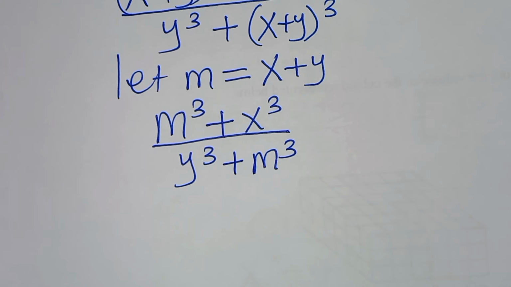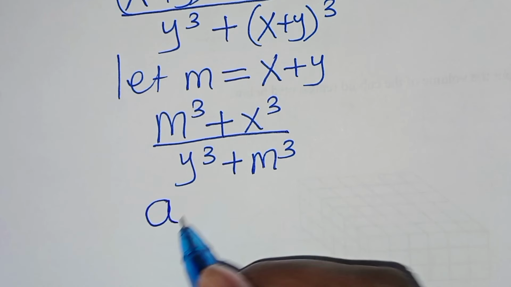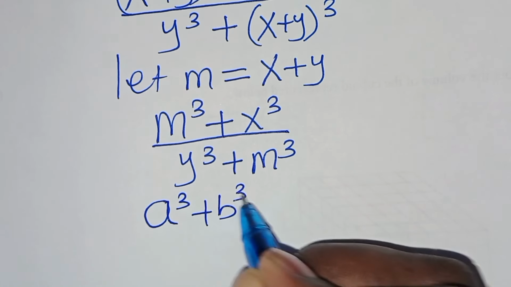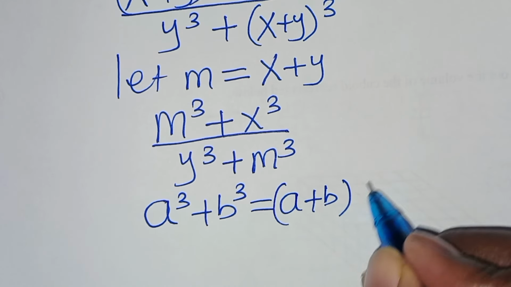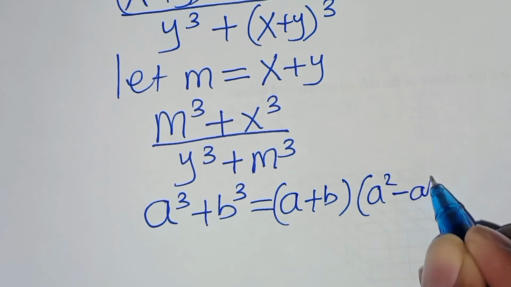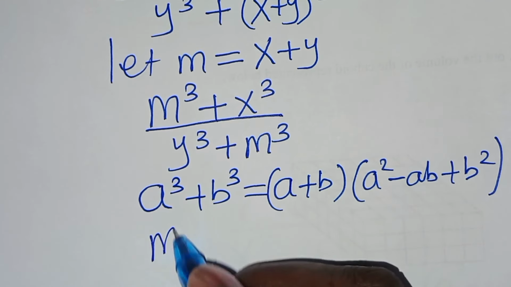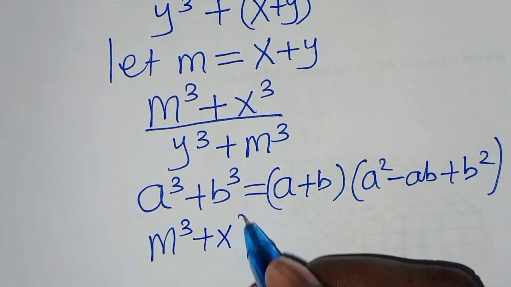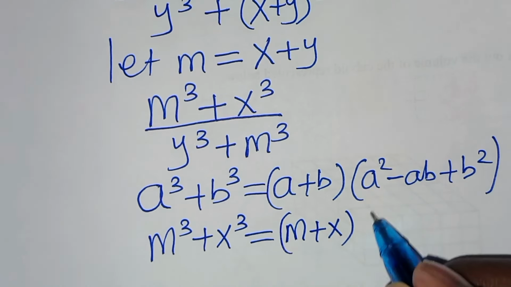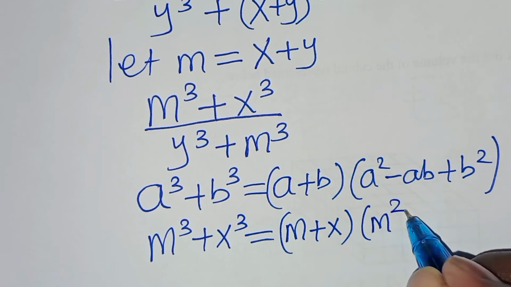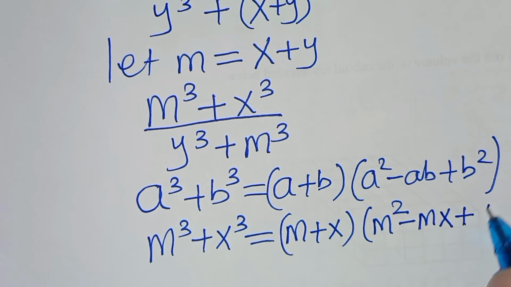Now, the next step from here, m to power 3 plus x to power 3, this is the sum of two cubes expressed as a to power 3 plus b to power 3, which we can express as a plus b, then here we have a squared minus ab plus b squared. So that implies that m to power 3 plus x to power 3 can be expressed as m plus x, close the brackets here, then we have m squared minus mx plus x squared.